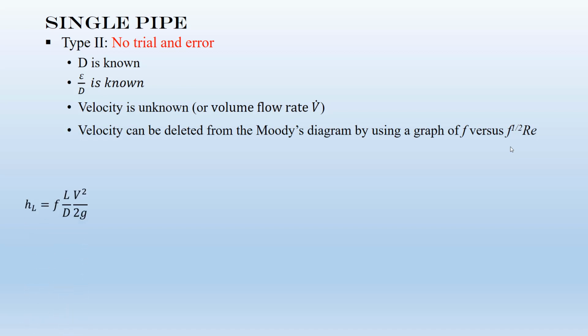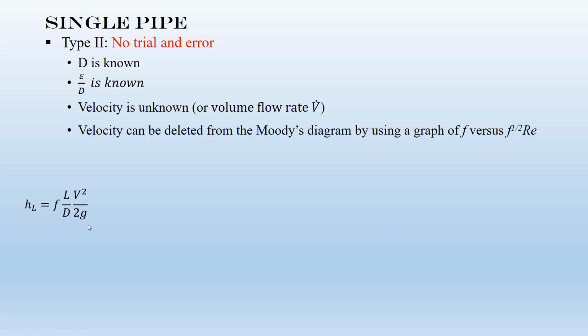Here you can see how this method works. Look, guys, we can write HL equals f L over D times V squared over 2g. Keep in mind that this equation is for the major losses. If you have minor losses, you need to write them in the format of the equivalent length, and then combine it with this equation in the format f L over D V squared over 2g, correct?